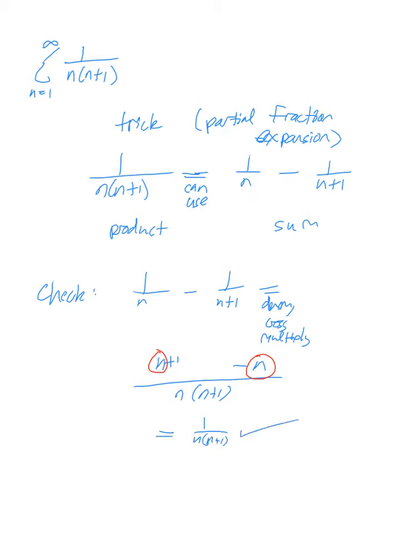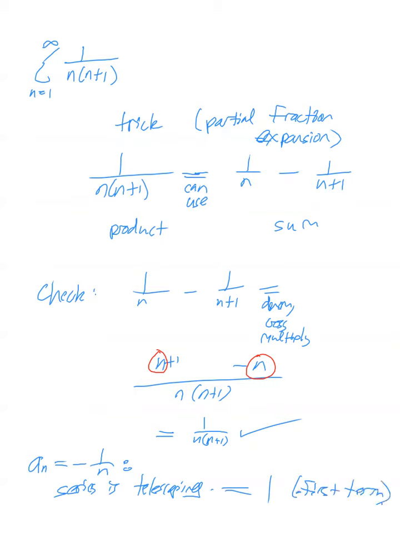So now you can see that for a_n equals 1 over n, the series is telescoping. And you can guess that it should look like 1, because this is the first term, or rather it's negative the first term. And it's a similar calculation as before. Okay, that's telescoping series.